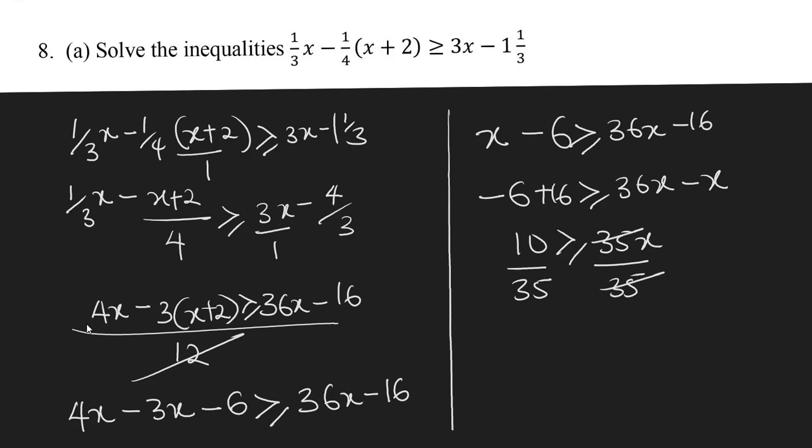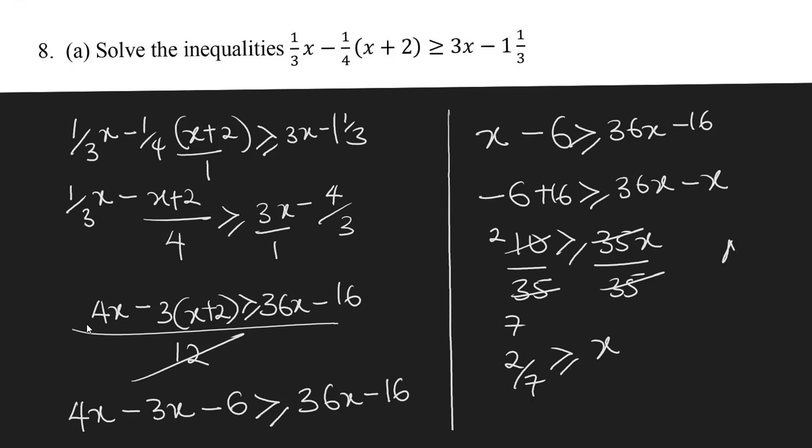35 will go here, and we're having 5 here. 5 into 35 is 7, and 5 here is 2. So we're having 2 over 7 greater or equal to x. In order to make this statement true, since 2 over 7 is greater than x, that means x is less than or equal to 2 over 7.